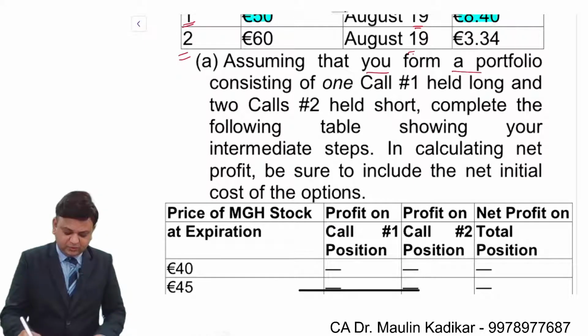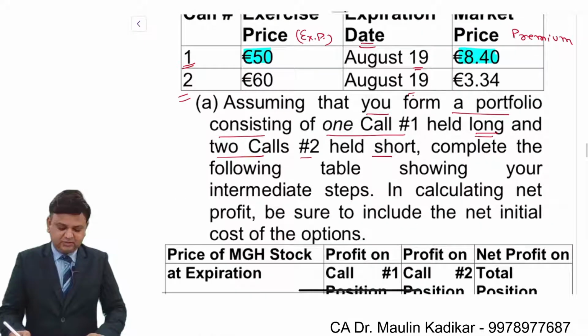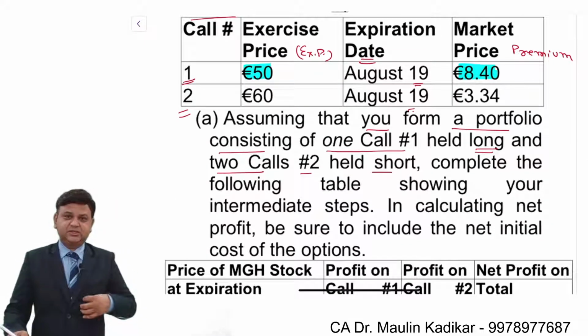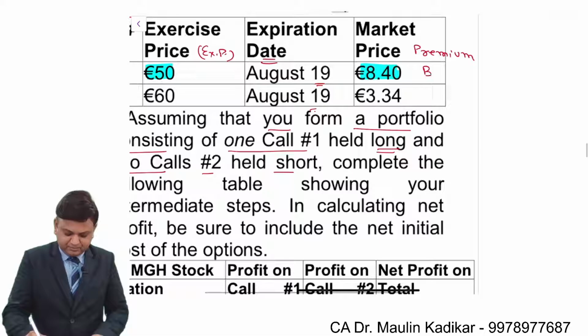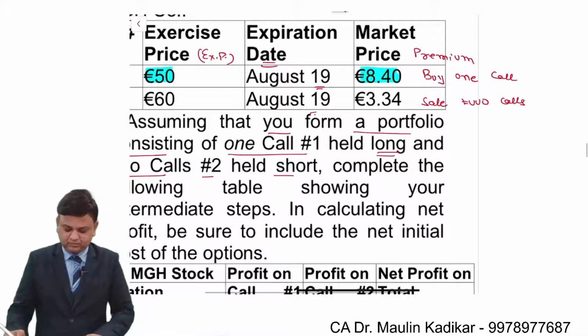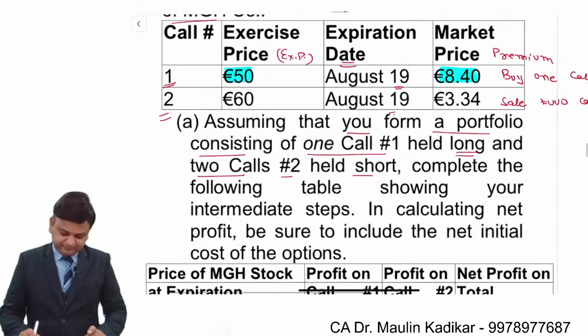Assuming that you form a portfolio consisting of one call 1 held long and two call number 2 held short. Means you have entered into a transaction like this. You enter into the transaction to buy one call and sell two calls. That is, you purchase one call option number 1 and sell two call options number 2.